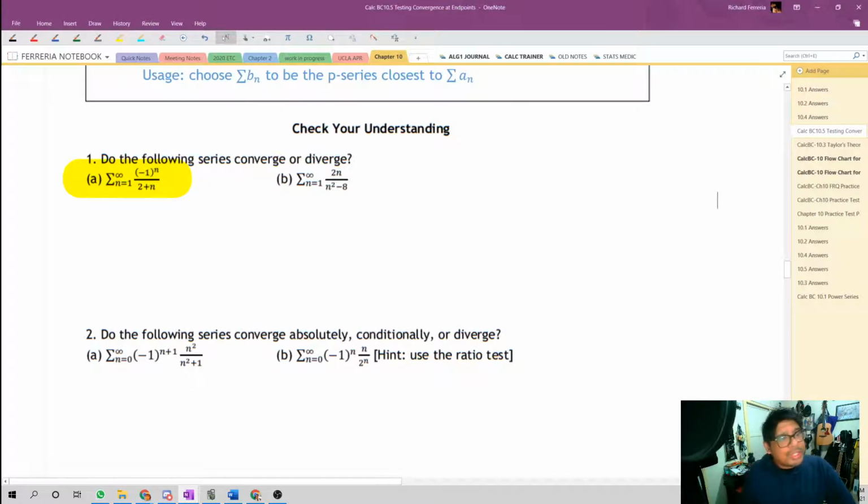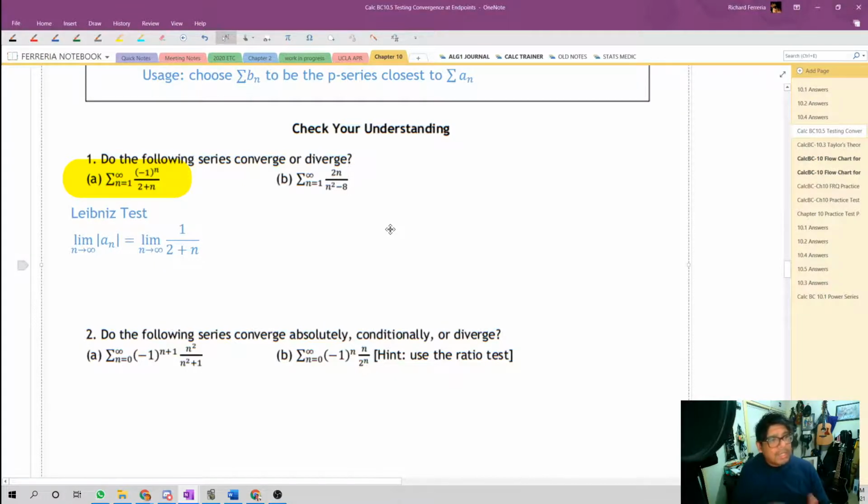Let's check our understanding with letter A here. We've got -1 to the n over 2 plus n. Now there's more than one way to do a lot of these, so don't feel like there's only one path to success here. There definitely isn't necessarily. And what I'm going to do here is I'm going to say, well, look at that. That is an alternating series. So I'm going to use the Leibniz test.